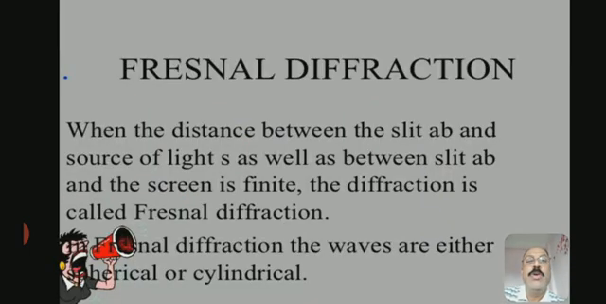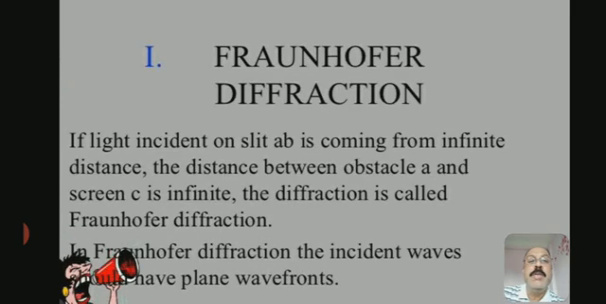Once again, about Fresnel diffraction: when the distance between the slit AB and the source of light S, as well as between slit AB and the screen, is finite, that is fixed, the diffraction is called Fresnel diffraction. In Fresnel diffraction, the waves are either spherical or cylindrical. What is meant by Fraunhofer diffraction? If the light incident on slit AB is coming from infinite distance, and the distance between the obstacle and the screen is infinite, the diffraction is called Fraunhofer diffraction. In Fraunhofer diffraction, the incident waves have plane wavefronts.